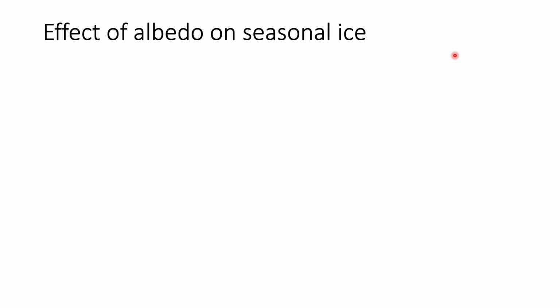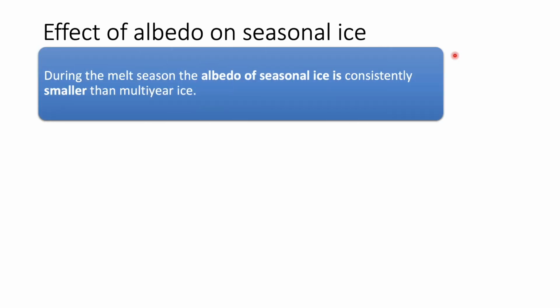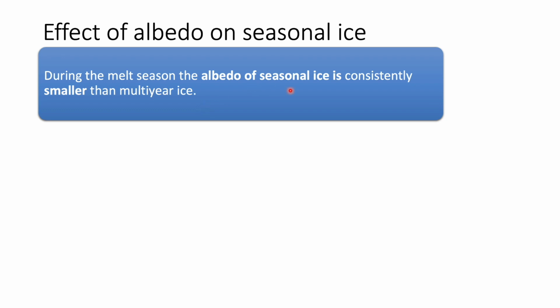Let us look at the effect of albedo on the seasonal ice. During the melt season, the albedo of the seasonal ice is consistently smaller than that of the multi-year ice, because multi-year ice has a very thick layer of ice, whereas the new or younger ice is very thin. That is the reason the albedo of the seasonal ice is consistently smaller than the multi-year ice. That means they do not reflect the sunlight very effectively.